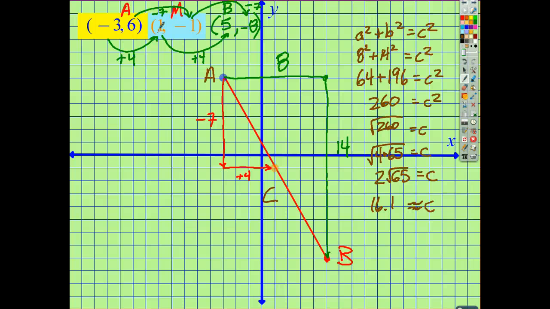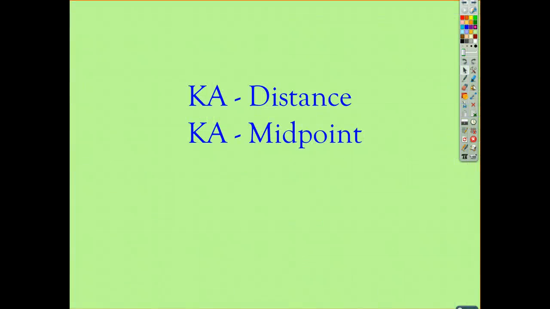What I want you to do is actually practice on Khan Academy. There's 2 activities that you can do, and they are Khan Academy on distance and Khan Academy on midpoint. I put links on the actual webpage, so you can just go ahead and click on the links. Go ahead and practice. Again, you might want to avoid logging in until you've gotten a little practice.